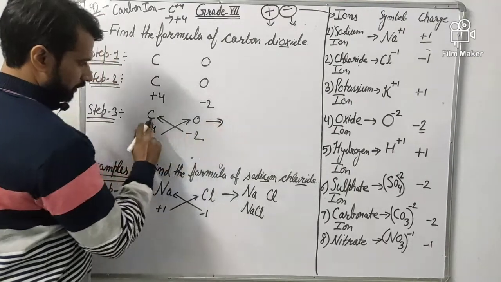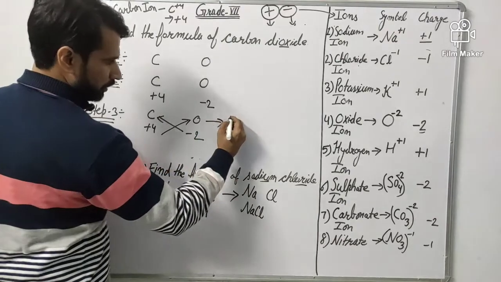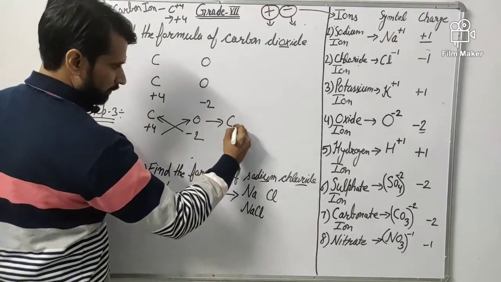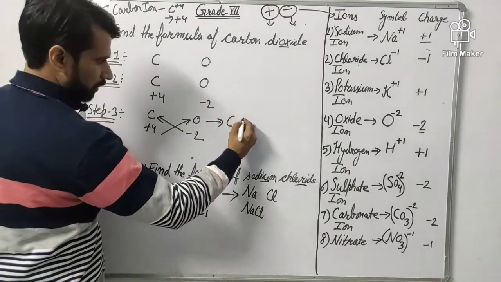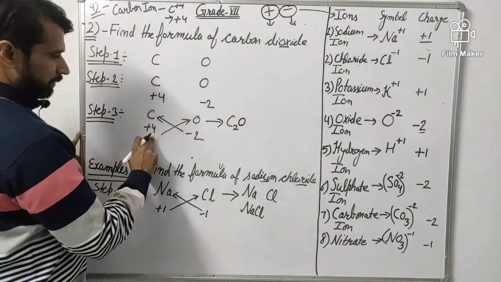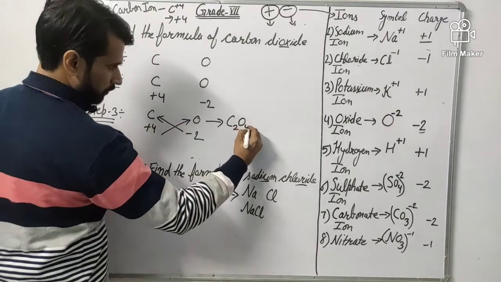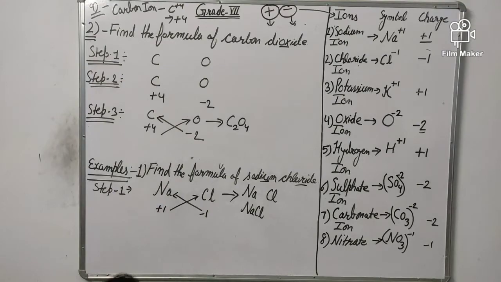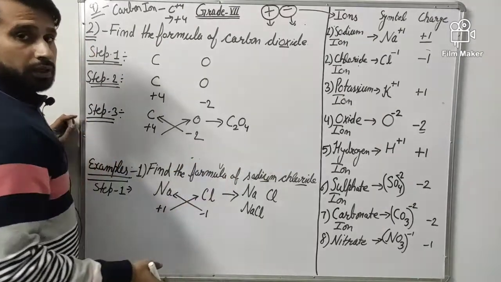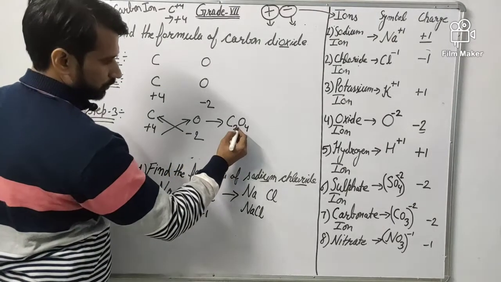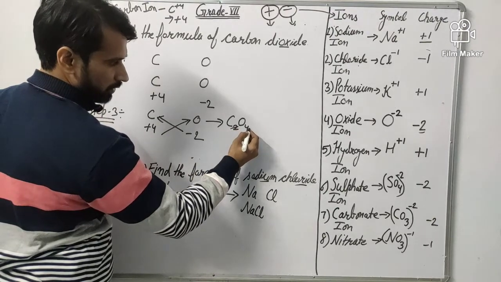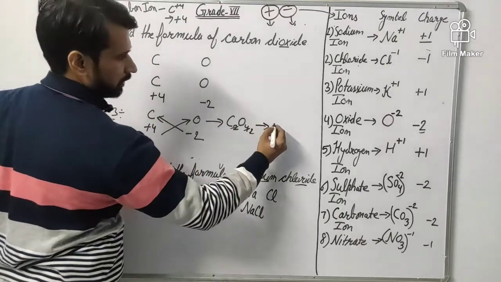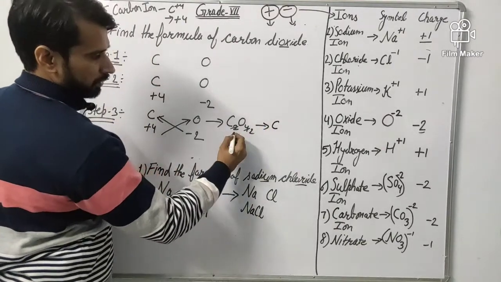Okay, now what do you have? C is multiplied by 2. You will not write the symbol of the charges. O is multiplied by 4. Now you have to find the common multiple. You know that 2 and 4 come in one table, so this is cancelled out by this, 2 to the 4. So carbon dioxide has formula, here is 1, here is 2.